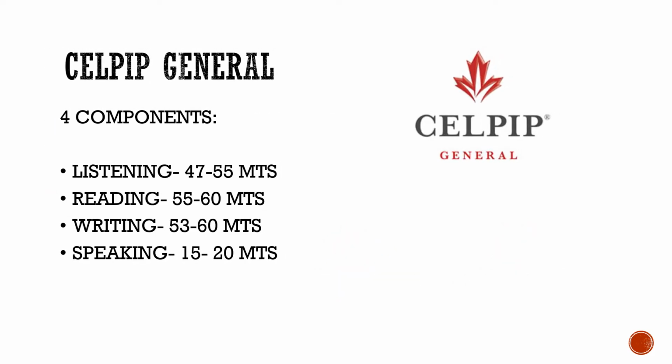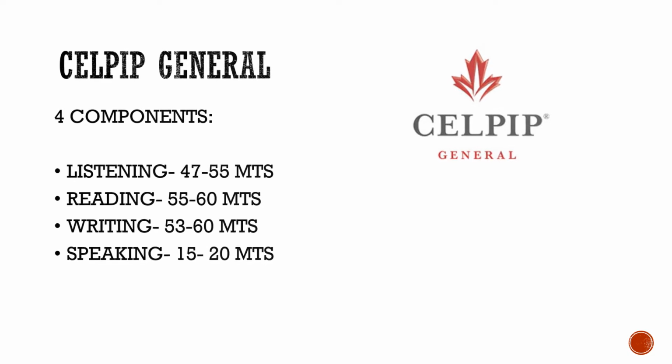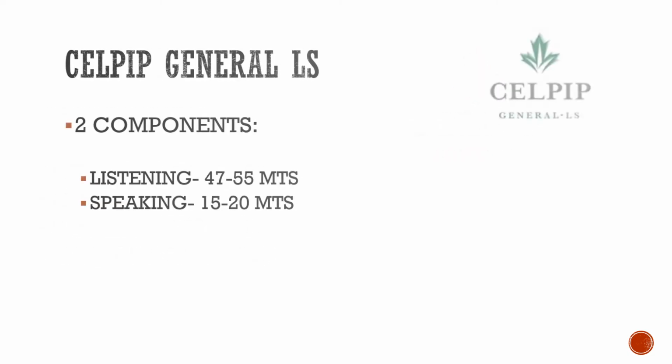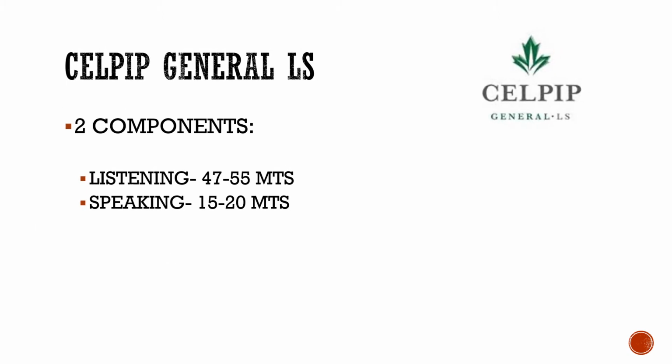The CELPIP General is divided into 4 components: listening, reading, writing, and speaking, as I just mentioned. Listening is approximately 55 minutes, reading 60 minutes, writing again approximately 60 minutes, and speaking is 20 minutes. CELPIP General LS has only 2 components: listening, approximately 55 minutes, and speaking, 20 minutes.